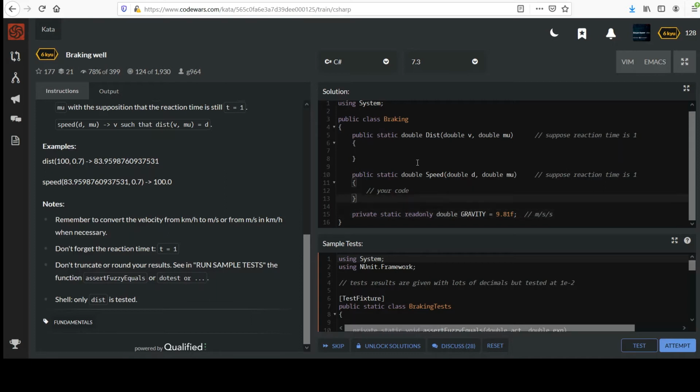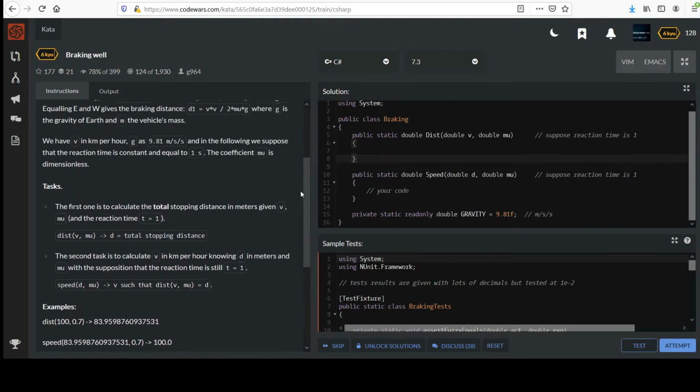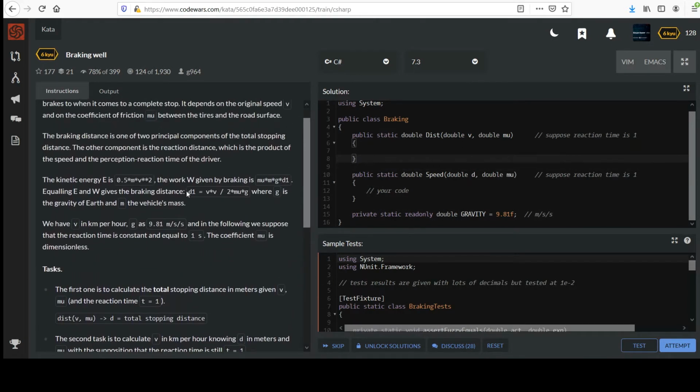So we've got gravity, good. And then they essentially gave us the formula for distance, right? It was right here, d1, which is what we have to return. We have to find this distance. But they gave us the equation. This is what we have to implement.